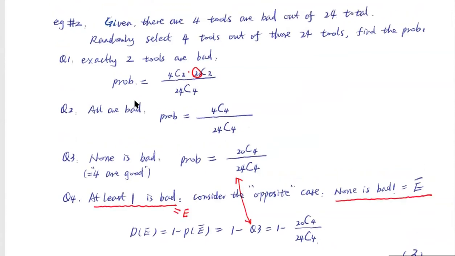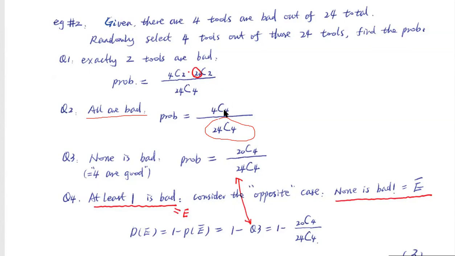So we want to get all these 4 tools that we are selecting, they are bad, right? All of them, they are bad. That's the question, right? So probability is what? Something divided by something. Denominator, everything. All the possible cases, same. We want to select 4 out of 24, right? There's no difference for that. The difference is coming from the numerator.